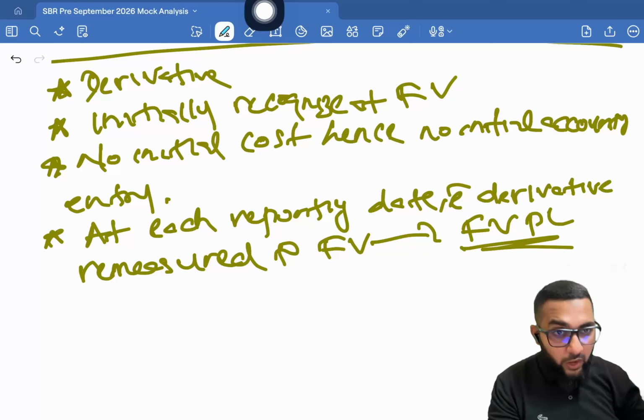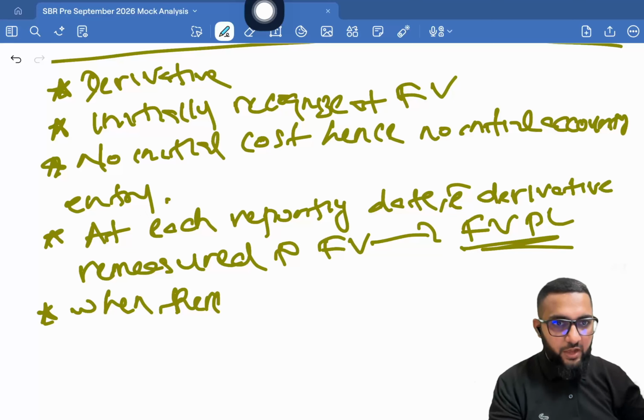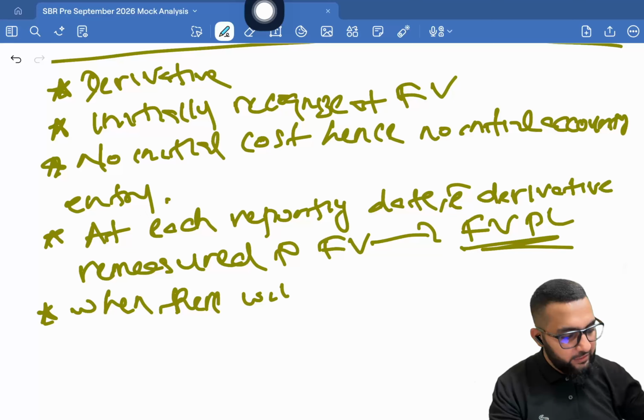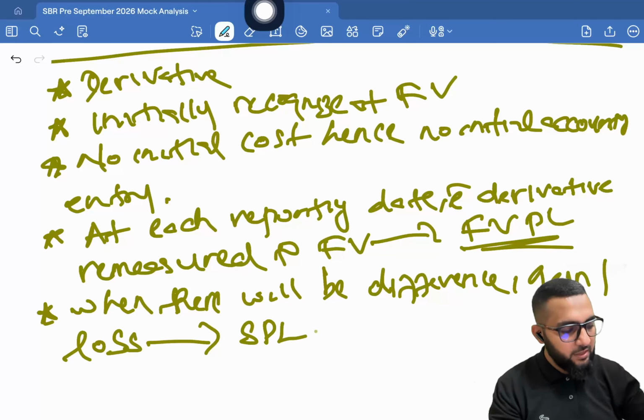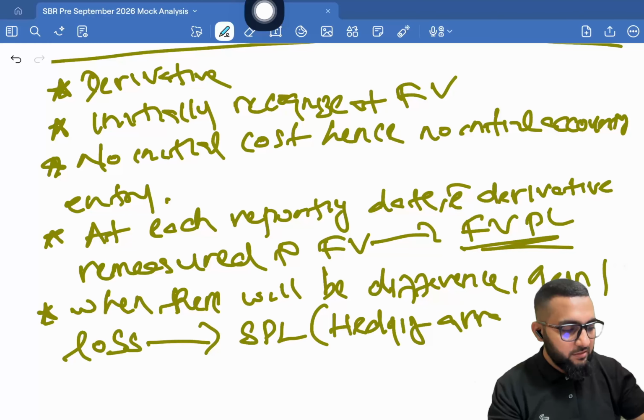Okay, and when there is a change in fair value, when there is a difference, this gives rise to a gain or loss, and this will be recorded in P&L, right? Now this is necessary whether a hedging arrangement is applicable or not. So that's the knowledge part.